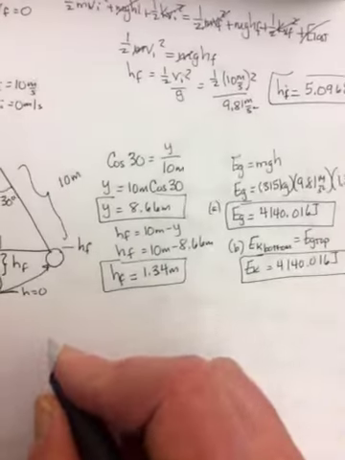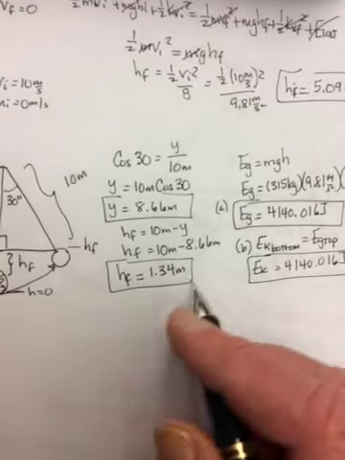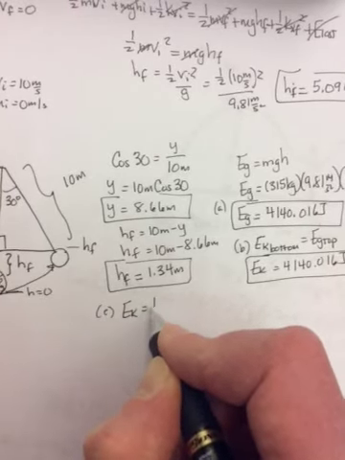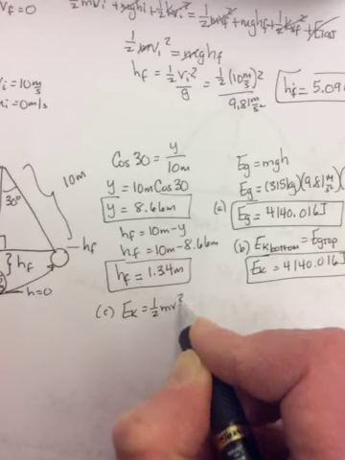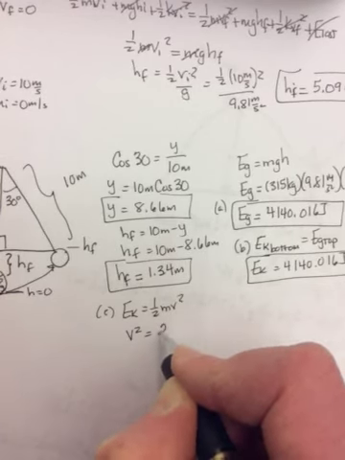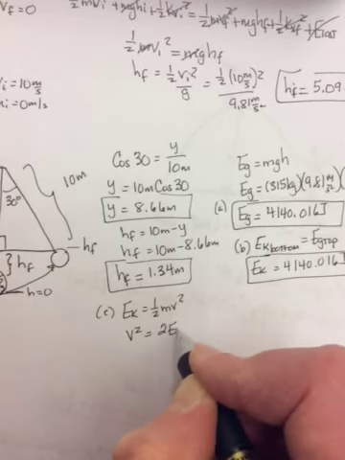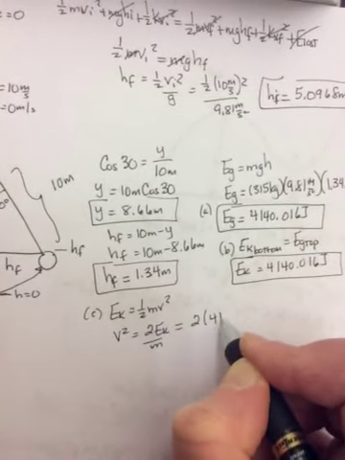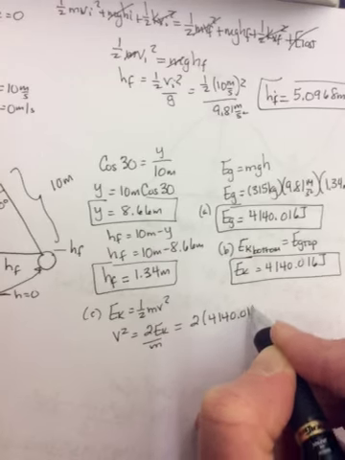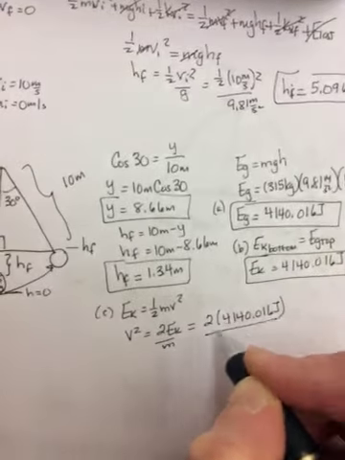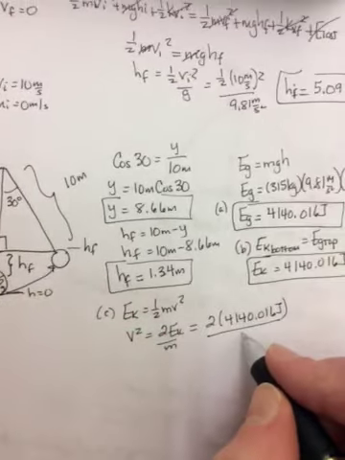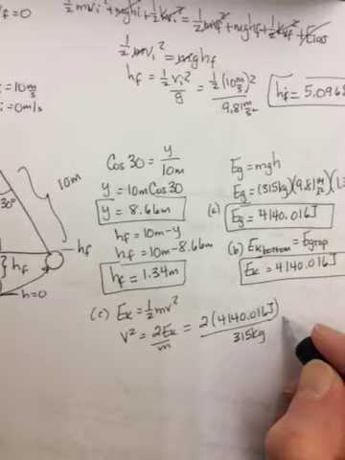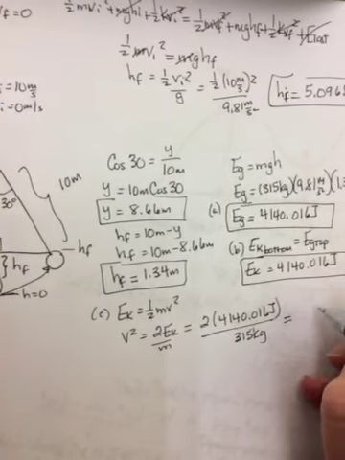Part C says, what will be the speed of the wrecking ball at that spot? Well, you could do the big long equation if you want and solve it, or you could realize you have EK, and you know EK is equal to 1/2 mv squared. So v squared is going to equal 2 EK over m. So 2 times this 4,140.016 joules divided by the mass, which was 315 kilograms. And remember, that's going to give you v squared. You are going to have to take the square root.